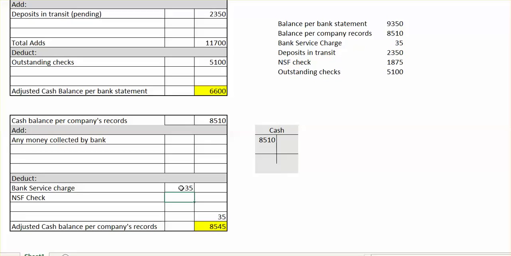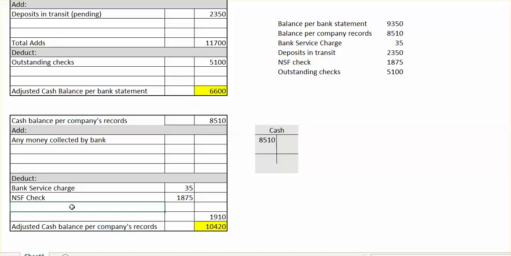An NSF check means that you have a customer that owed you money. They wrote you a check because they were paying you on their account, and now that check has bounced. It's called an NSF check, and that means non-sufficient funds. So you've got to take that money out of what you thought your cash balance was because you don't really have that cash.